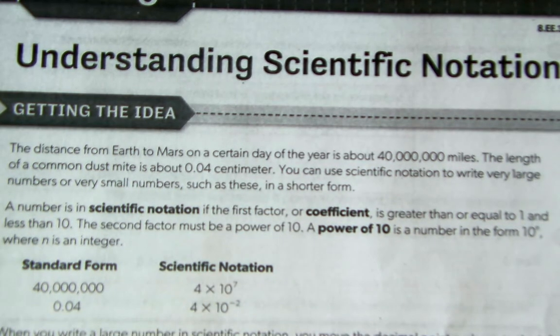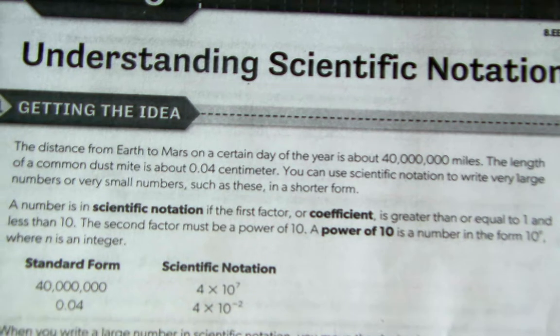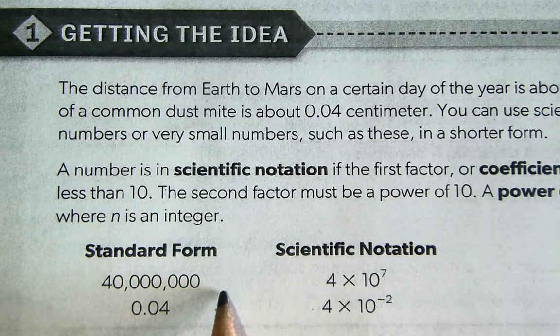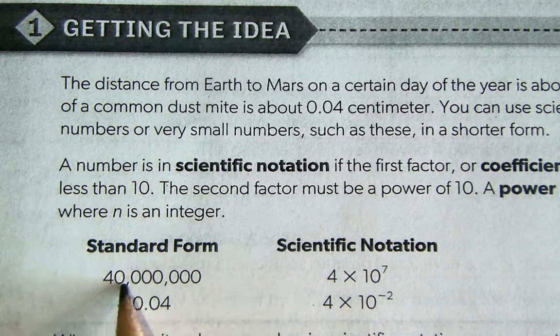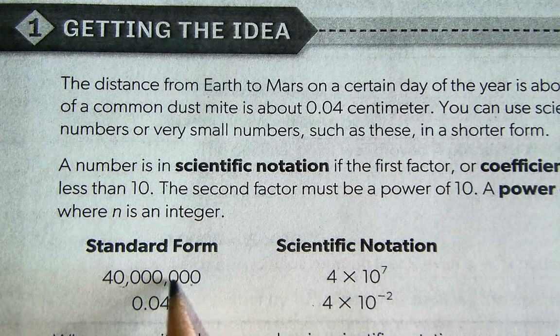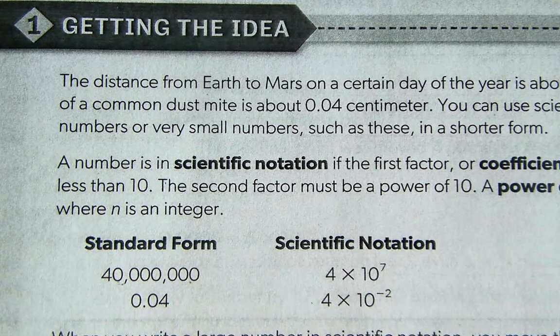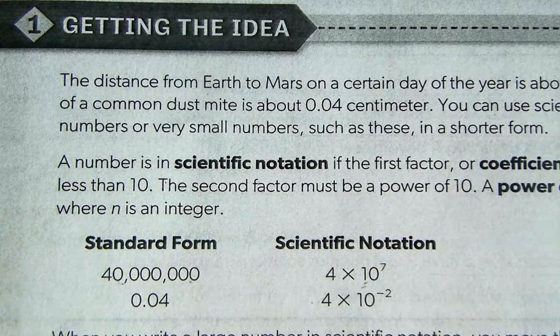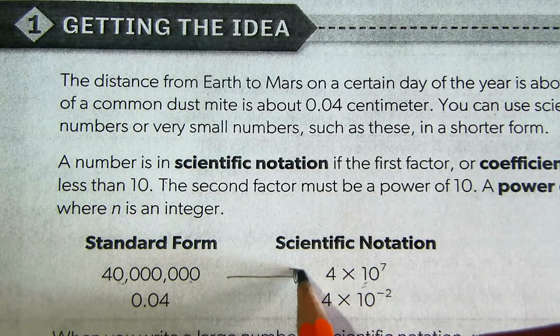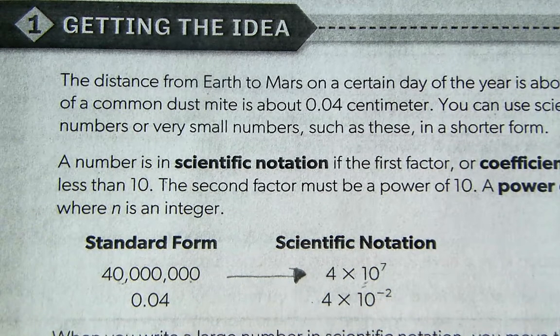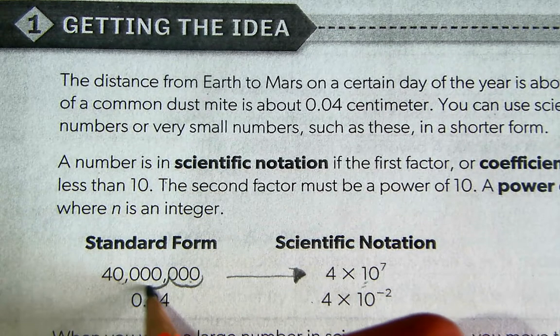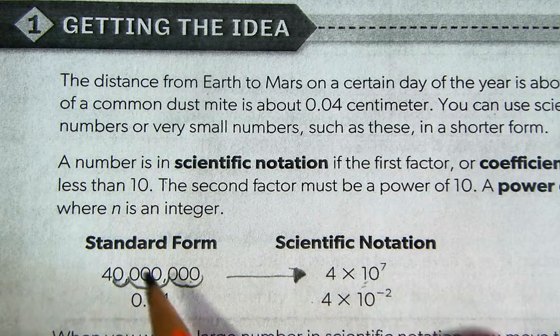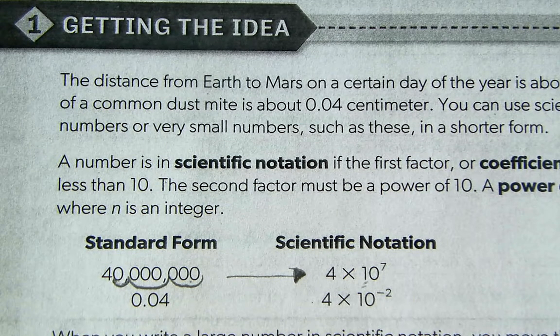Let's take a look at the distance from Earth to Mars in standard form. So the distance from Earth to Mars in standard form is 40 million. This number has 3, 6, 7 zeros. What do you notice about that number when it's written in scientific notation? Yeah, I noticed that the exponent for the power of 10 represents the number of zeros in that number. The zeros are considered the place values behind that first digit, which must be greater than or equal to 1, but less than 10.